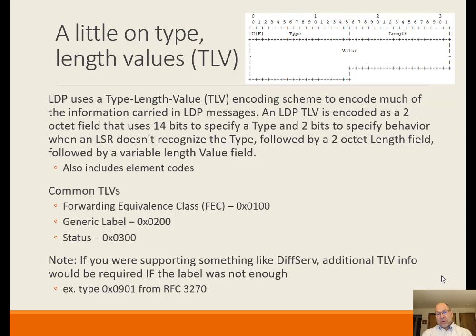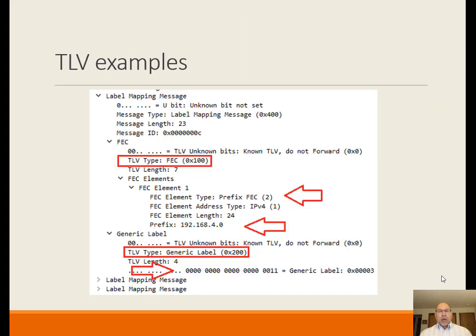Now, if we were going to do something like diffserv, then we would have to have additional TLV information that described what you were going to do or how you wanted diffserv to be encoded. So if we weren't using just the label, we would have to say, okay, now it's time to use the EXP bits. Here's what I want you to do. And that would be a type 0901, and that's described in RFC 3270. Wow, that was really confusing and really long. So let's do an example.